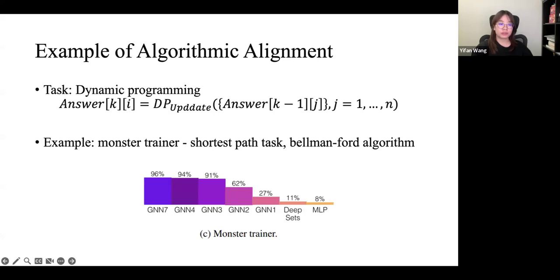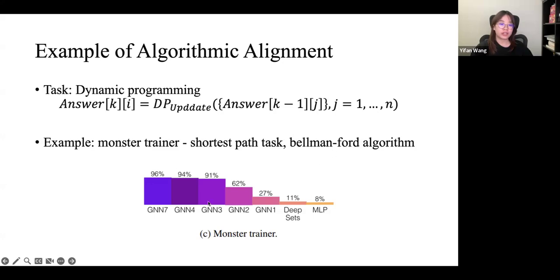So the previous theorem suggests that a graph neural network with enough iterations can efficiently learn any dynamic programming algorithm with a simple DP update function, for example, summation, minimum, maximization. One example used in this paper is monster trainer. It is a variation of the shortest path task. To solve this problem, this paper also used the Bellman-Ford algorithm.